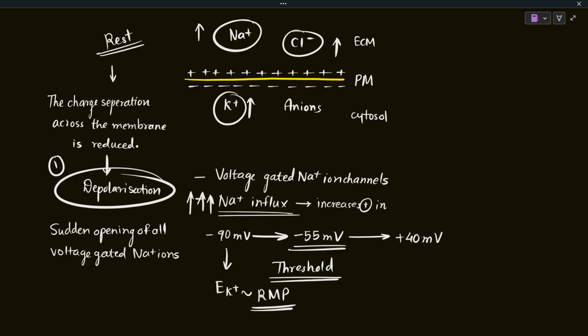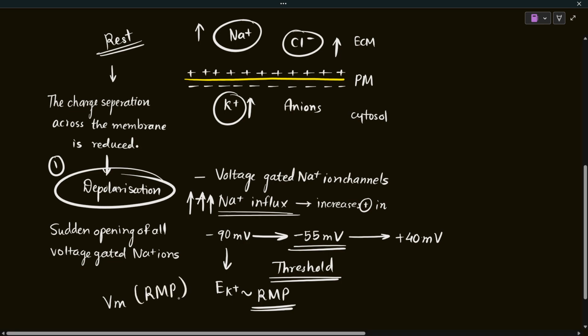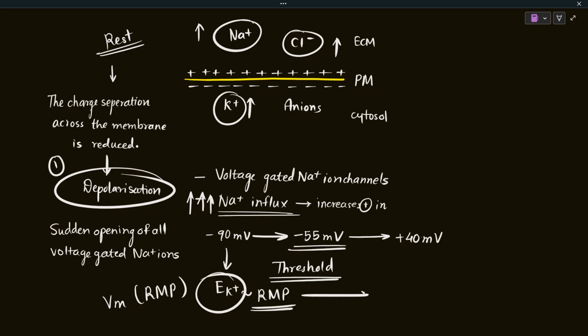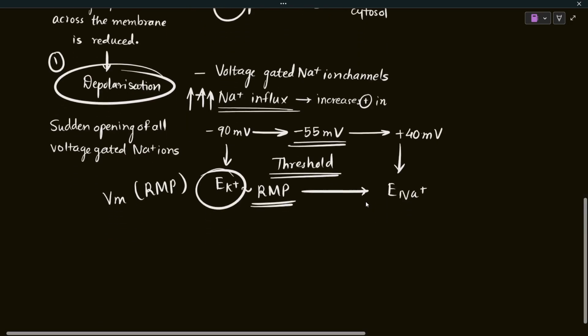So the membrane potential, the Vm, which was at rest, which we call the resting membrane potential, and which was around the equilibrium potential of potassium ion, shifts from the equilibrium potential of potassium to the equilibrium potential of sodium ions. Okay, but this is not exactly equal. Again, at rest, the resting membrane potential is not exactly equal to the equilibrium potential of potassium ions, but it is similar.